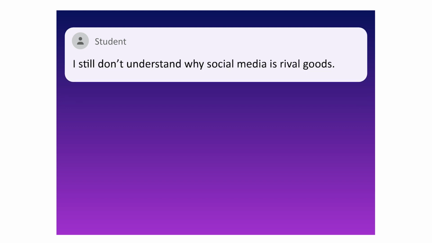Okay, so I still don't understand why social media is rival good. I think the key thing is that if somebody's post or somebody's social media behavior would affect other people's utility for consuming the social media, then it's rival in consumption. That's the definition for rivalry.